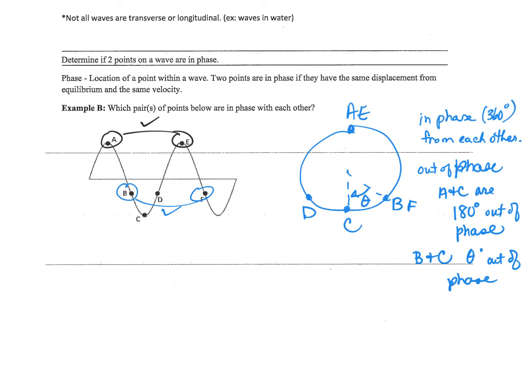But do you understand in phase versus out of phase? For them to be in phase, they would be in the same point in the circle. If we were to take the wave and turn it into a circle, out of phase means they would not be in the same point.